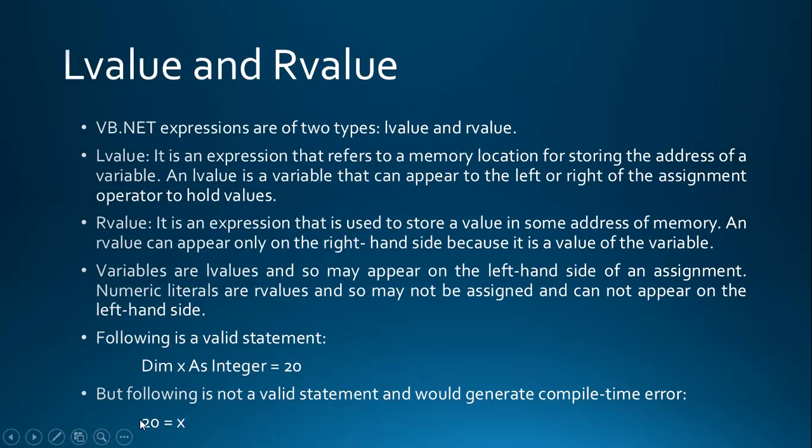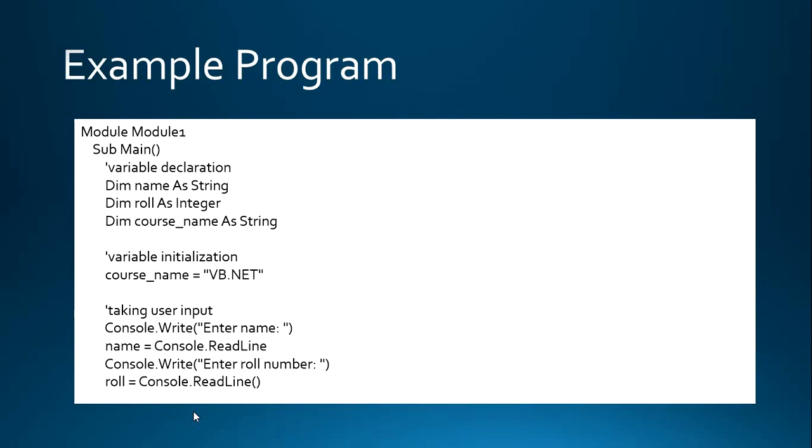An R value can only appear on the right hand side. It cannot appear on the left hand side of an assignment operator. Now let us look at an example program.